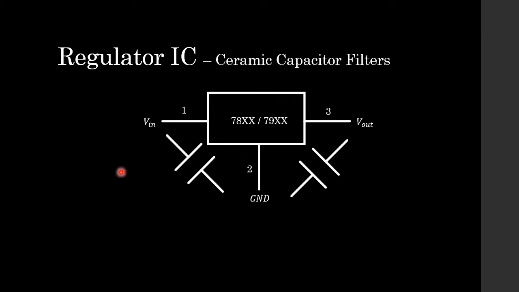And students, when you're building a circuit that has a regulator IC in it, always make sure to put some ceramic capacitors between the pins. The first ceramic capacitor goes between pin 1 and 2, which is V in and ground. The purpose of this capacitor is to get rid of any AC noise that might be on this voltage input. The second ceramic capacitor gets put between pin 3 and 2, which is the output and ground. And the purpose of this ceramic capacitor is to filter out any high frequency noise that we might find on the output signal.